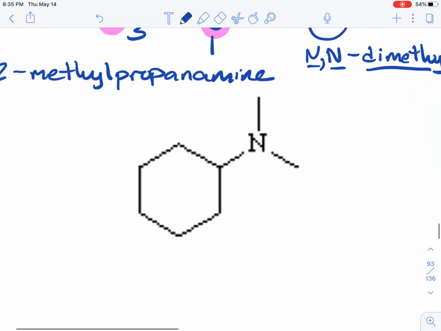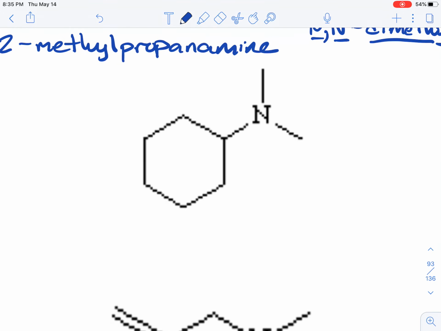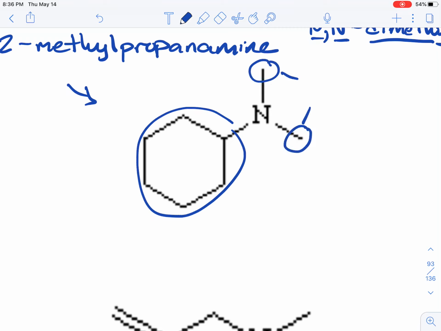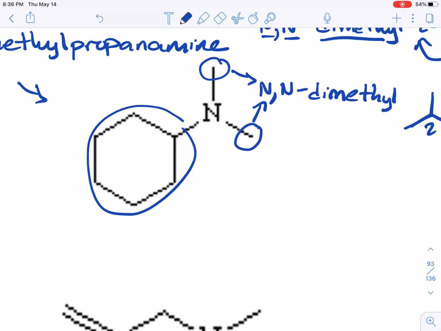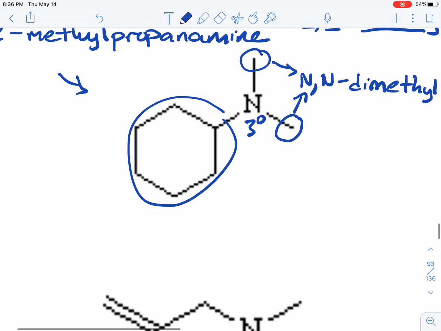And so looking at this example here, we have a cyclic ring, and this is probably going to be our longest carbon chain, so that's probably going to be the parent chain. And so here I have N comma N dash dimethyl. So I have 2-methyl that is on the nitrogen. So this is a tertiary amine because I have 3 R groups.